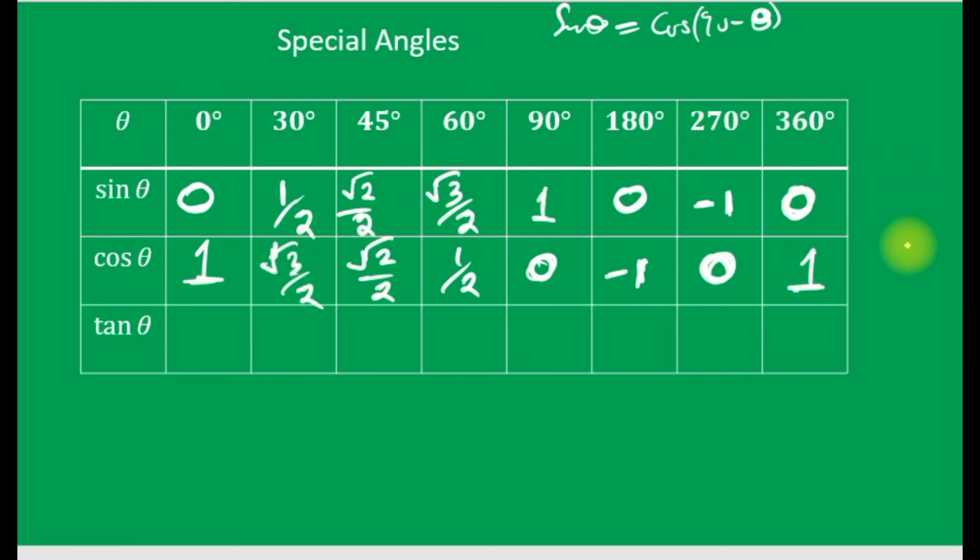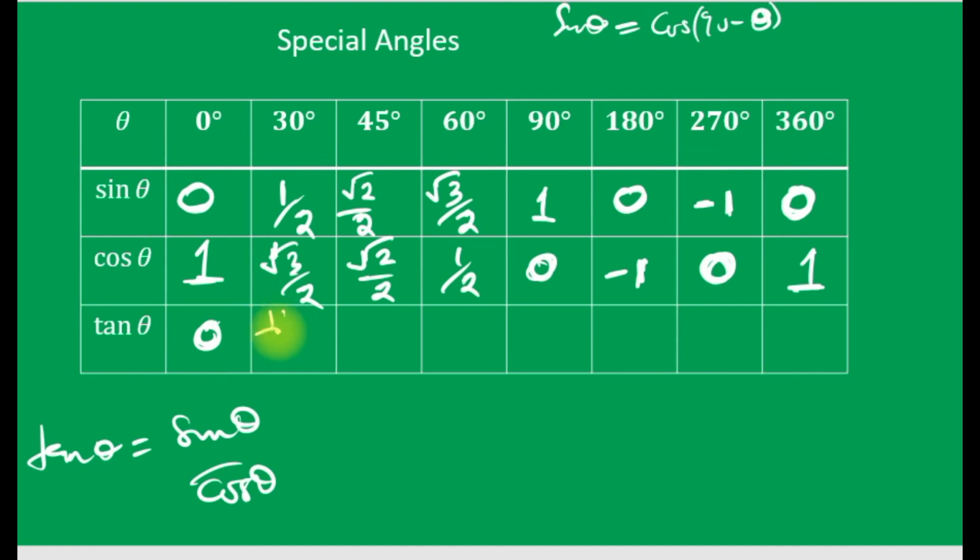Since we've gotten the values of sine and cos, using the quotient identity, that tan is sine over cos, we have 0 over 1 is 0. This over this is 1 over root 3. This over this is 1. This over this is root 3. 1 over 0 is undefined. You cannot divide by zero, so it's infinity. 0 over minus 1 is 0. The same thing. Okay, negative infinity.